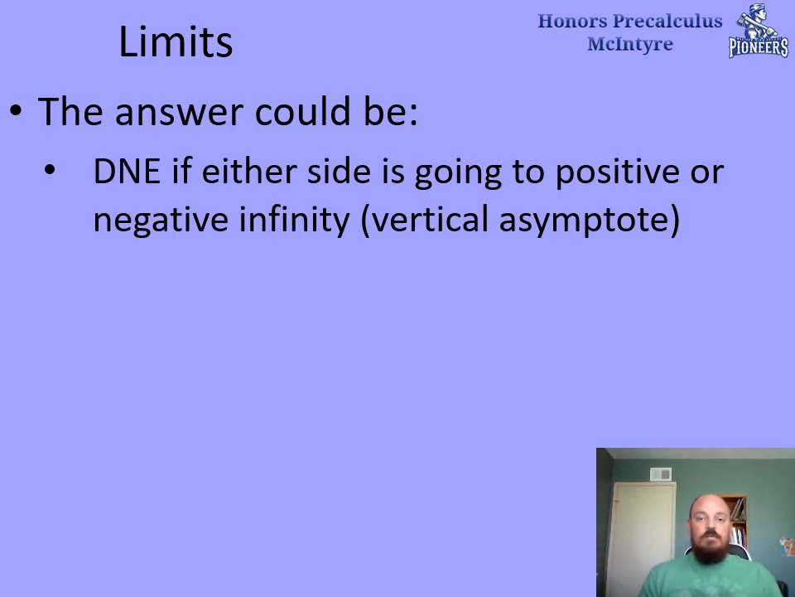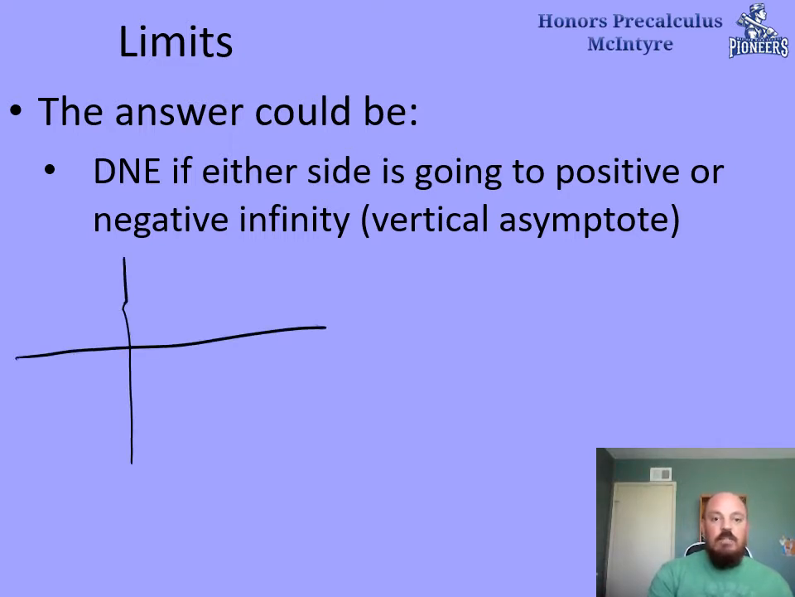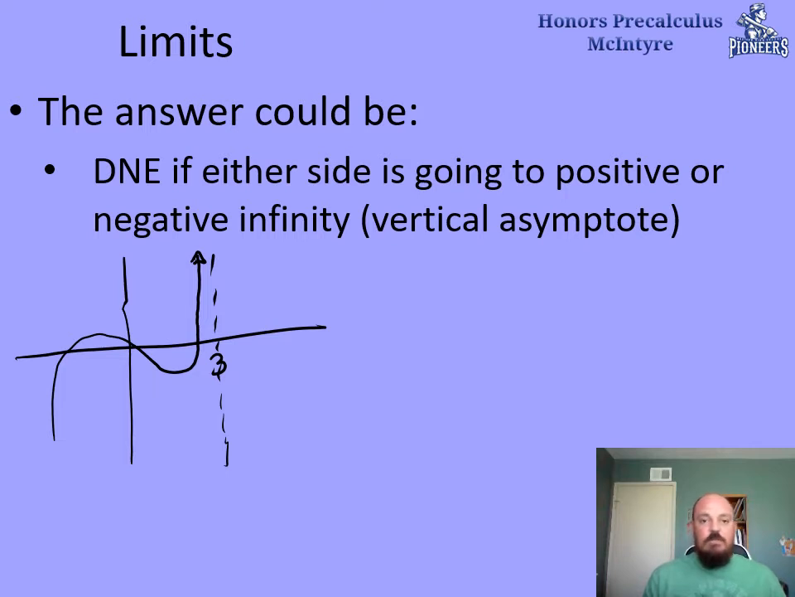All right. The second thing that could happen is you could get a vertical asymptote. So what I said is the answer would be DNE, or does not exist, if either side is going to positive or negative infinity. So for example, let's say that I'm doing the limit as x approaches 3 again. If my graph does something like this, let's say my graph is over here and it's twisting and turning, and then it turns up like that. Or it could have turned down instead of up, it doesn't matter which one.